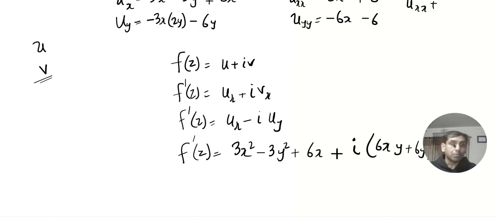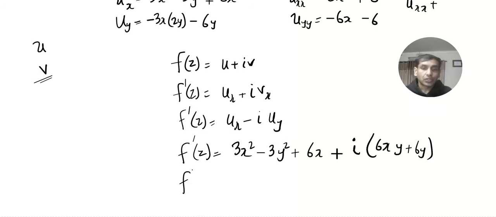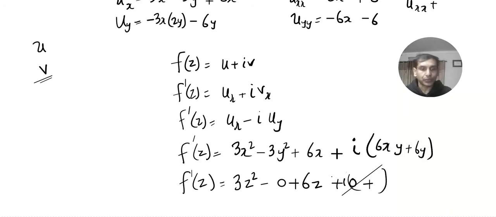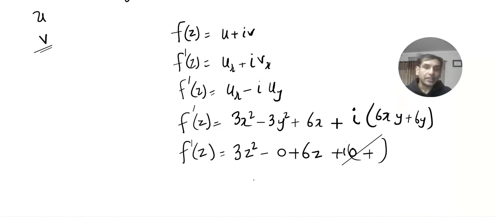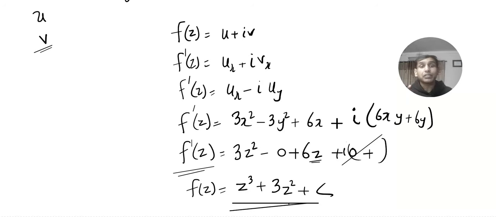Now apply the Milne-Thomson method. So f dash of z is equal to 3z square minus 0 plus 6 times z plus 0 plus 0. So the imaginary part will become 0. Now integrating, because we need the function, we get f of z equal to 3 times z cube by 3 plus 6 into z square by 2. So that will be z cube plus 3z square plus c. So we have the function.